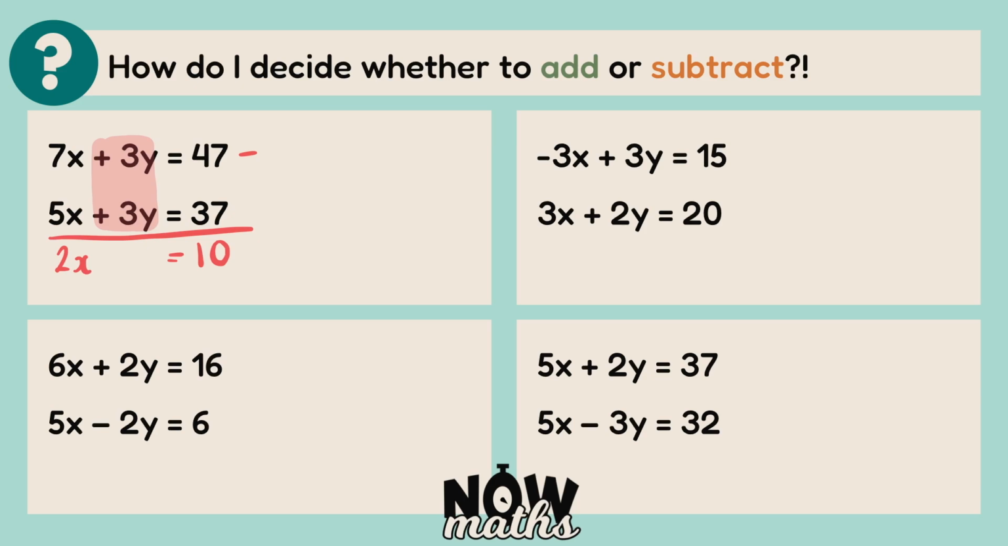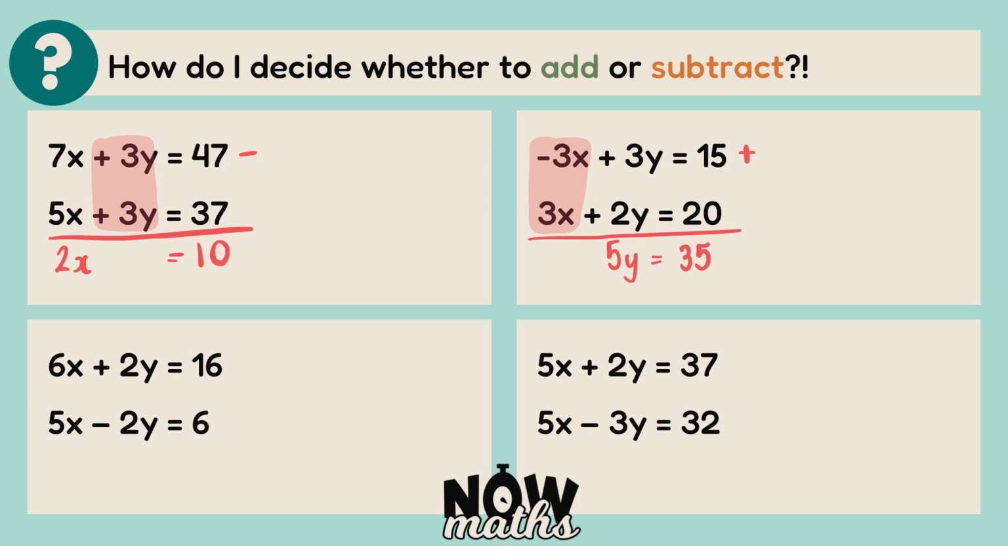Now looking at the second pair of equations on screen, this time we have a 3x term in each. However, one of the terms is negative and the other term is positive. When this happens, we add the two equations together. So let's just check it works. Negative 3x add positive 3x is 0, so we don't write that down. 3y add 2y is 5y. And 15 add 20 is 35. So we now have a linear equation where we've eliminated the x variable and we could solve the equations from here.